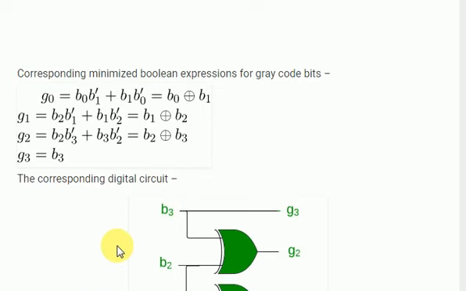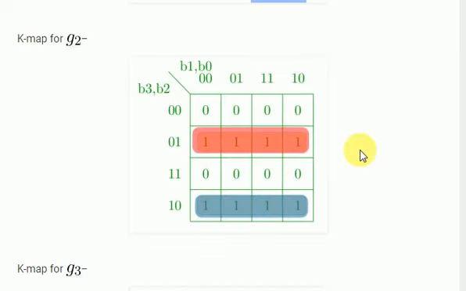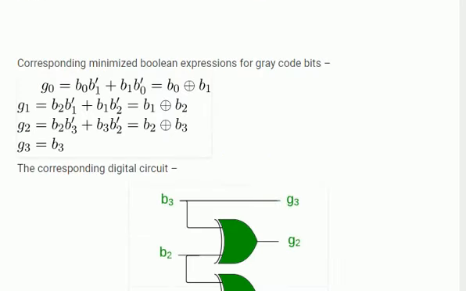Now comes the K-map for G2. Here we are having the output 1 at 0 1 0 0, 0 1 0 1, 0 0 1 1, then 0 1 1 0, and 1 0 0 0, 1 0 0 1, 1 0 1 1, and 1 0 1 0. Here we are having two quads, one is this and the other one is this. Now we will get the output of G2, B2 B3 complement plus B3 B2 complement, that is equal to B2 XOR with B3.